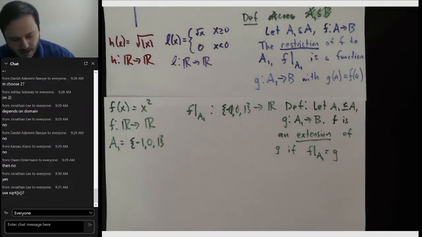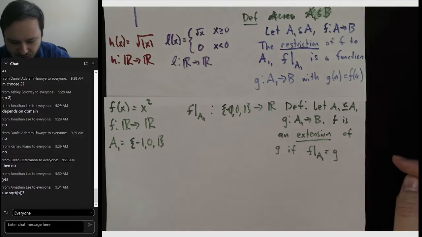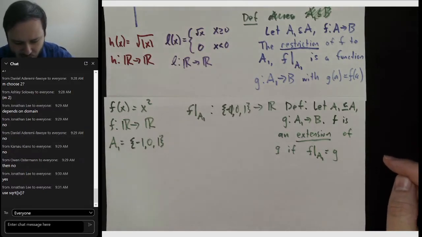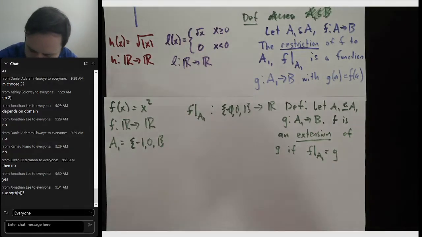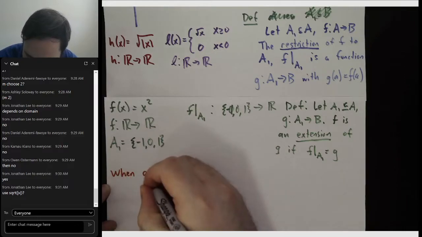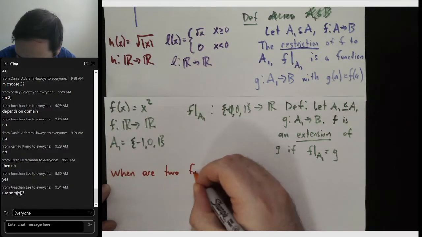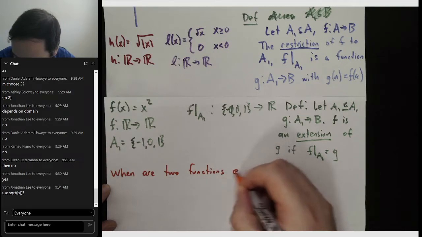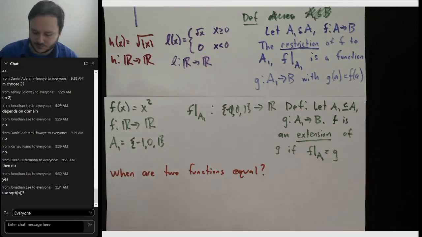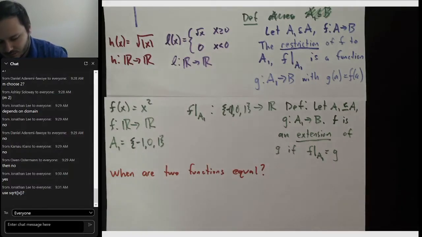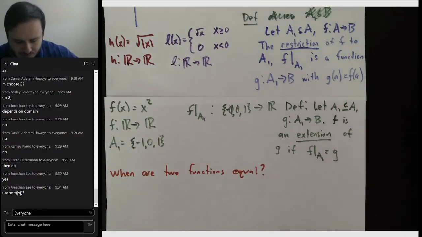Okay. And all of this, I'm cheating a little bit because I'm saying that two functions are equal, and I haven't really said what it means for two functions to be equal. So let's ask that question now. When are two functions equal? So two things need to be true. They need to have the same domain.